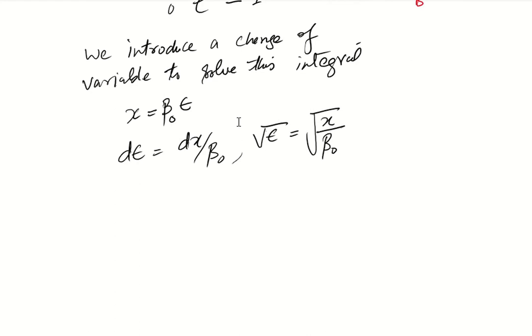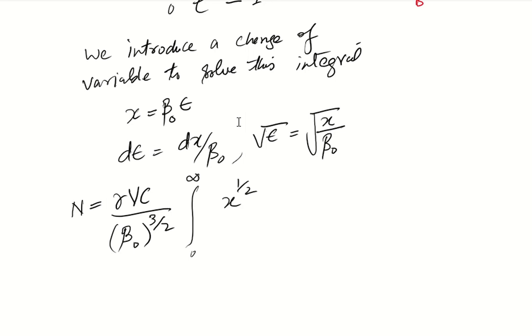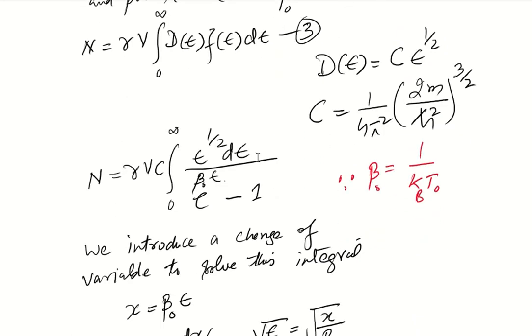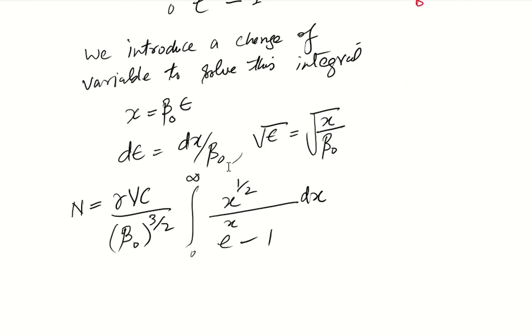And if we put back into our equation, we get n equals gamma V C over beta naught raised to the power 3/2, integral 0 to infinity, x to the power 1/2 divided by e to the power x minus 1 dx. So this is a really interesting equation. I enumerate every equation, so this was our 3, I call this 4. This one and this one becomes our equation 5. And now we want to solve this integral.